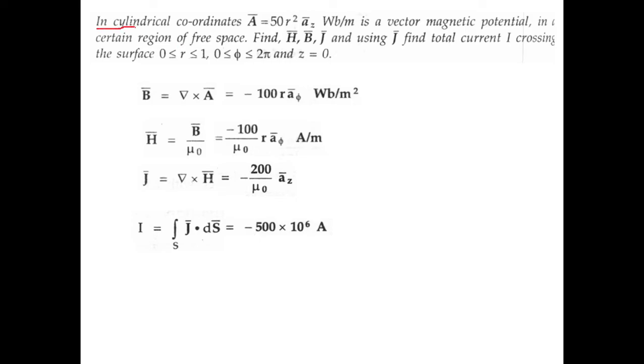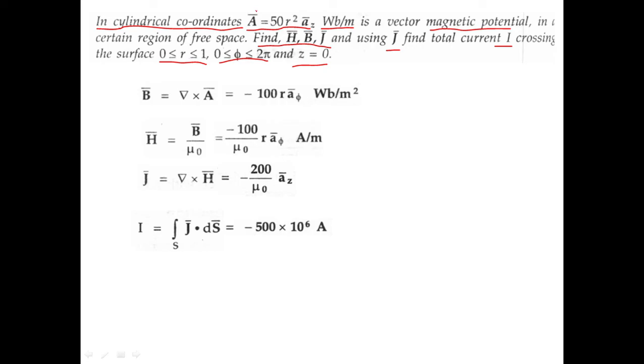So in cylindrical coordinates, A vector is equal to 50 r square Az cap Weber per meter, right? So this r is rho here. You can take it as r also. Wherever you have r, that means it is rho because it is cylindrical coordinates. It is a vector magnetic potential in a certain region of free space. Find H vector, B vector, J vector, and using J vector find the total current I crossing the surface r between 0 to 1 and phi between 0 to 2 pi, and z equal to 0.